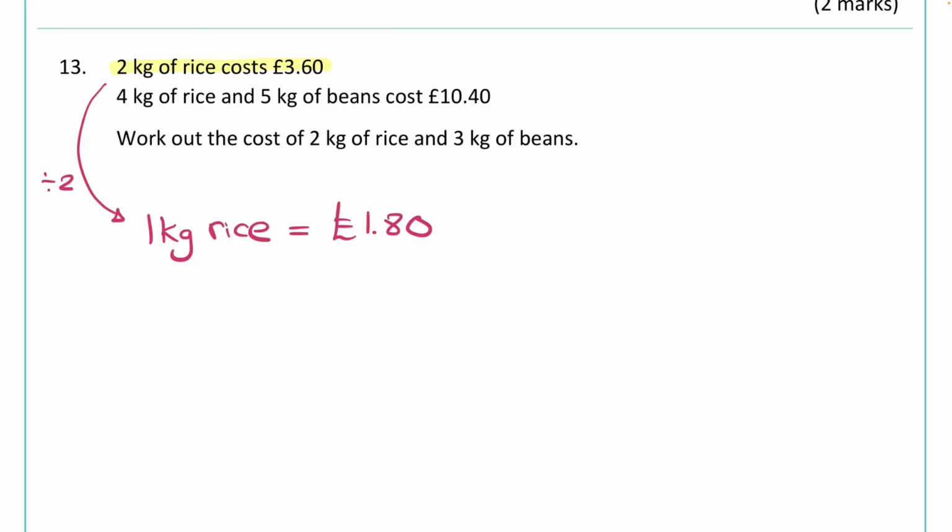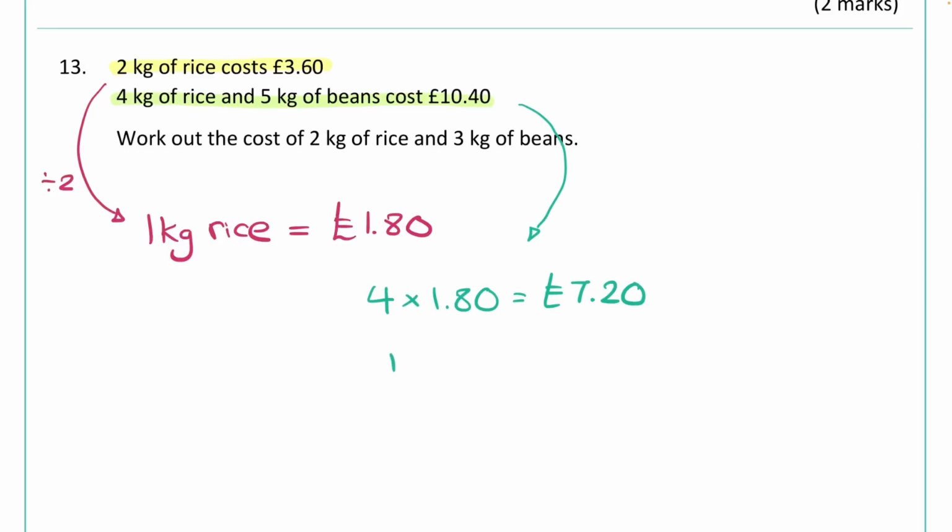We can now look at this second statement, which has told us that 4 kilograms of rice and 5 kilograms of beans cost £10.40. So if we bring that down to here, we can do 4 lots of £1.80, which is the cost of the rice. So 4 times £1.80 is equal to £7.20, and the remaining cost there is for the 5 kilograms of beans.